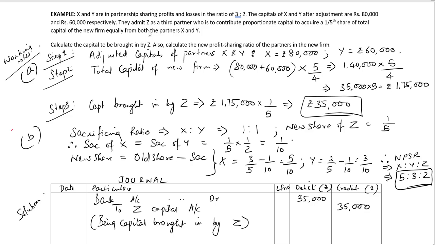So the capital which is brought in by Z is rupees 35,000, and the new profit sharing ratio between X, Y and Z is equal to 5:3:2. Now that we've seen an example, in the upcoming videos, we will see example sums to demonstrate this concept of the second method of adjustment of capital at the time of admission of a partner.